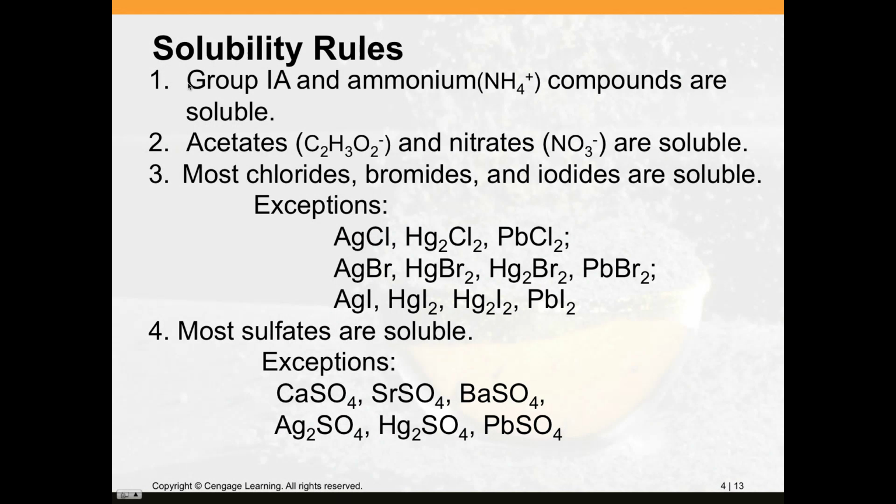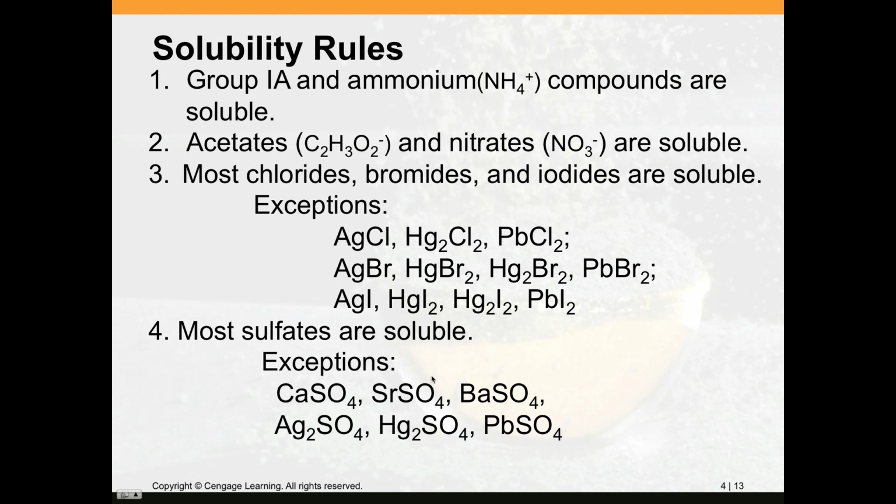The solubility rules help us to sort out which compounds are going to dissolve in water and which compounds won't. So in this case, the first 4 rules that you see here deal with soluble compounds. So sulfates, chlorides, acetates, nitrates, and any compound that's made with a group 1A metal or ammonium are all soluble. There are some exceptions. You don't have to memorize the exceptions.